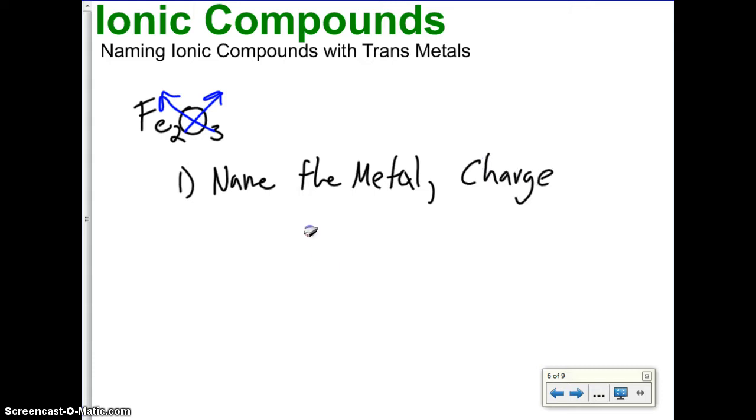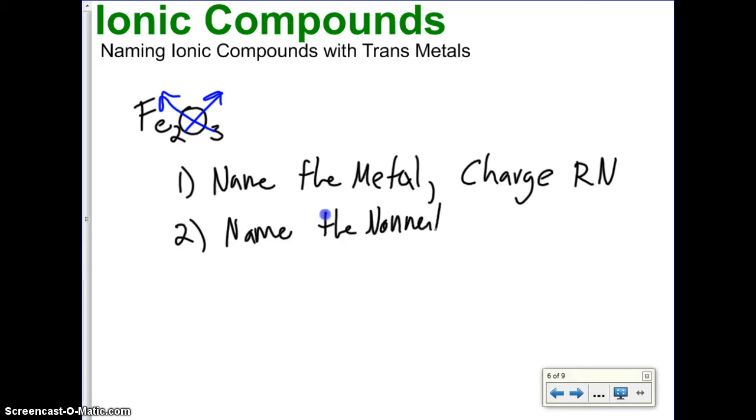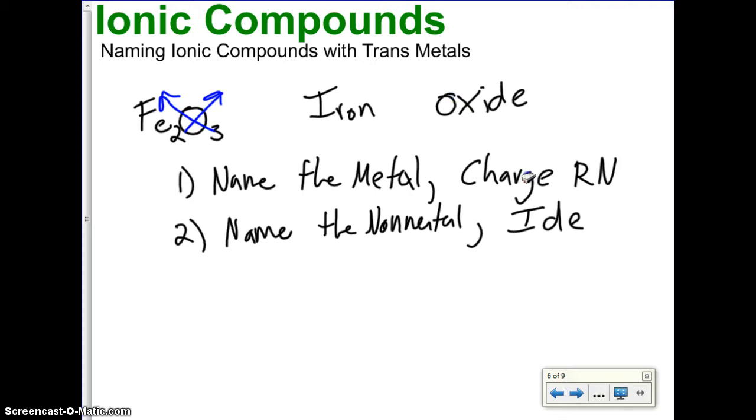And we're going to identify the charge with Roman numerals. Okay, so just Rn is Roman numerals. I'm doing shorthand just for right now. The second one we do is we name the nonmetal just like we did last time. And of course we have our IDE ending. So here we've got iron and oxygen. So we first want to just kind of go, okay, this is iron oxide. Pretty easy. But we need to identify the metal's charge.